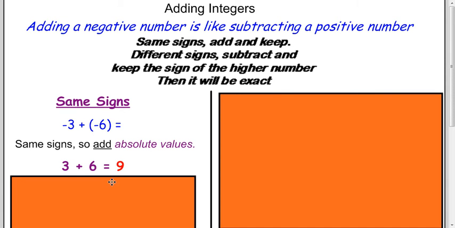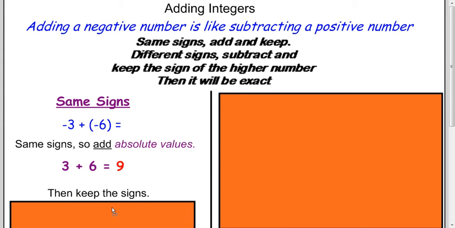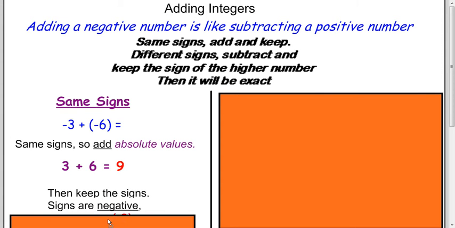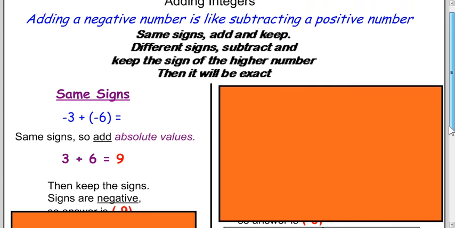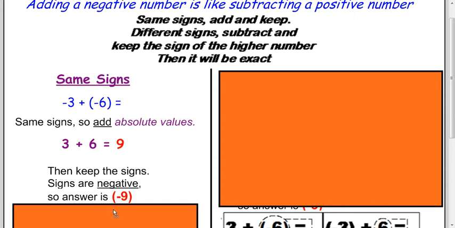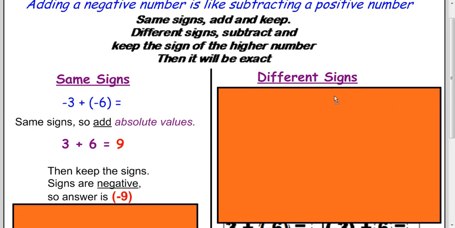But we can't forget the signs now, so we have to, let's see, same signs add and keep. Oh, we keep the signs. And since the signs are negative in our problem, negative 3, negative 6, the answer is negative 9, as we can see right here. Let's take a look over here at what happens with different signs.